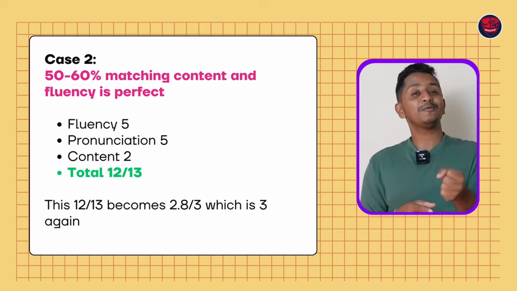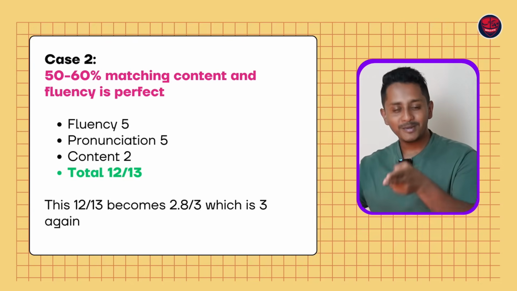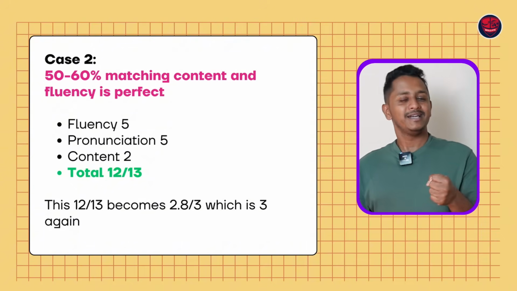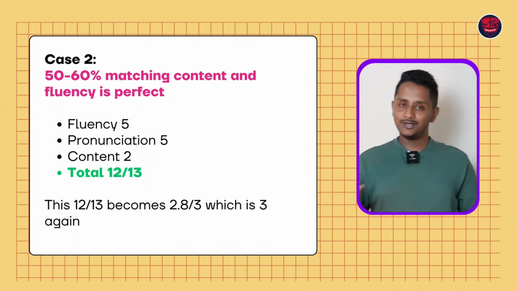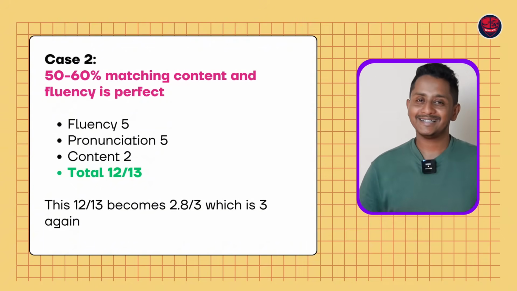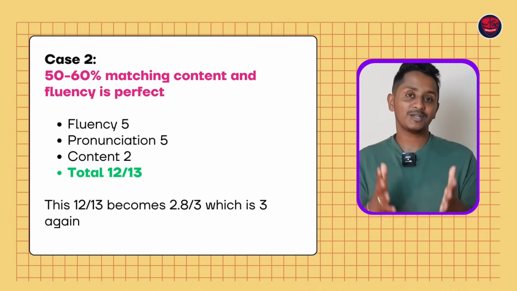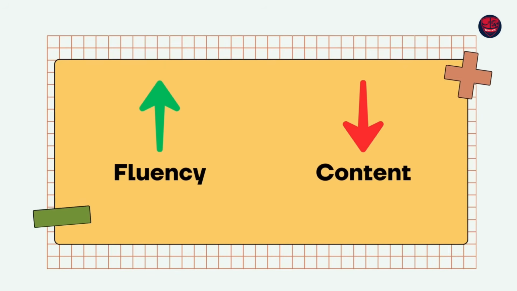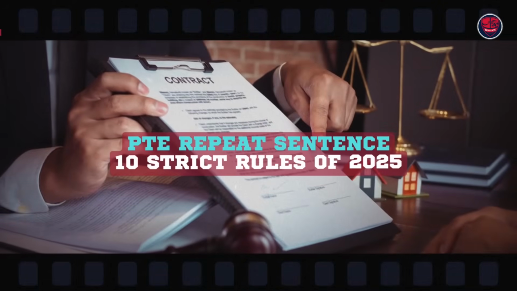All that matters is the fluency, meaning don't go behind getting that perfect content. If you can get the perfect content, well and good. If you're not getting, that's also totally fine, because what gives you marks more is the fluency and not just the content. Now keeping these things in mind, we will unveil the 10 strict rules of PTE repeat sentence and understand how to trick the software by understanding these rules.